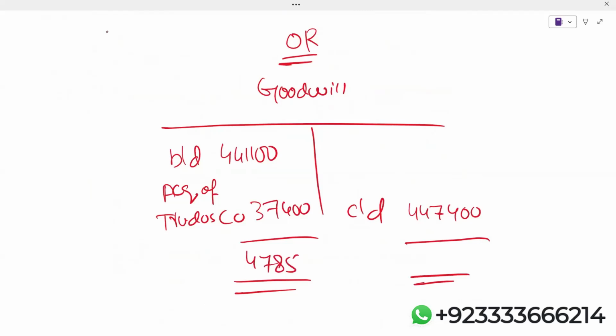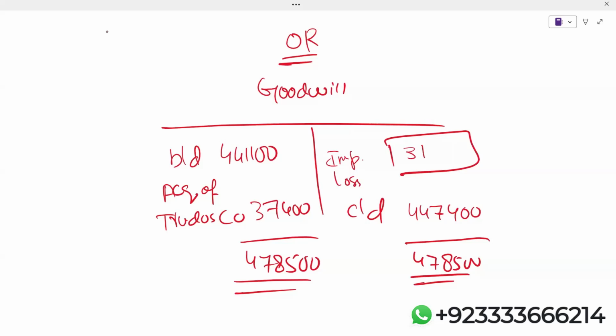4,78,500. Obviously, the balancing figure is impairment loss, 31,000. I strongly believe it is 100% clear to everyone. And logically, this impairment loss will be added to the operating profit. Actually, impairment loss has reduced your profit, but it's not a cash outflow.